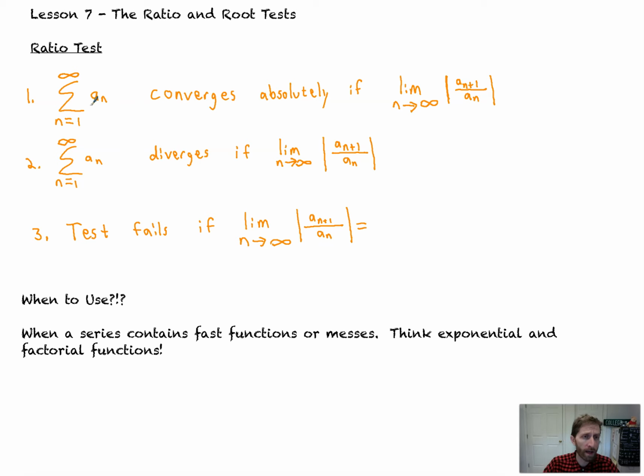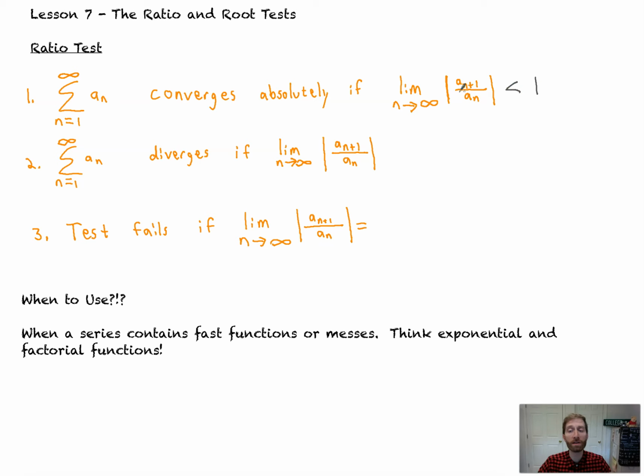The ratio test says that if you've got some series from n equals 1 to infinity, or n equals 0, or any value there, of some sequence, that series will converge absolutely, meaning not just conditionally, but absolutely. So you can use this on alternating series as well. It will converge absolutely if the limit as n goes to infinity of the absolute value of the n plus first term over the nth term is less than 1.